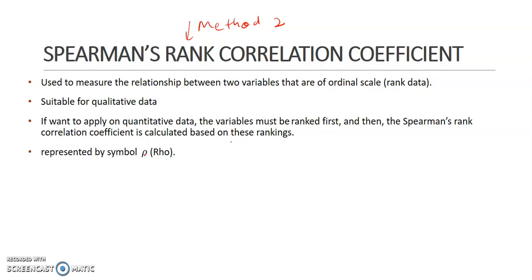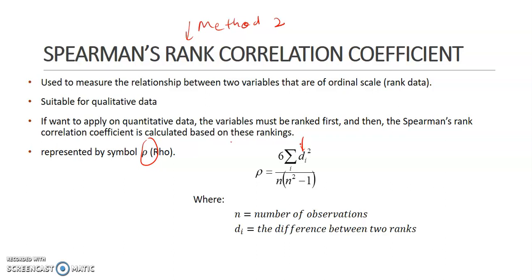So this rho, the P-like symbol here, is the correlation coefficient using Spearman's rank formula. Okay, and this is the formula to find the rho value. 6 multiplied with total di square divided by n multiplied with n square minus 1. So what is di here? Di here is the difference between two ranks. So perbezaan antara dua rank. Okay, and n here is of course the number of observations.